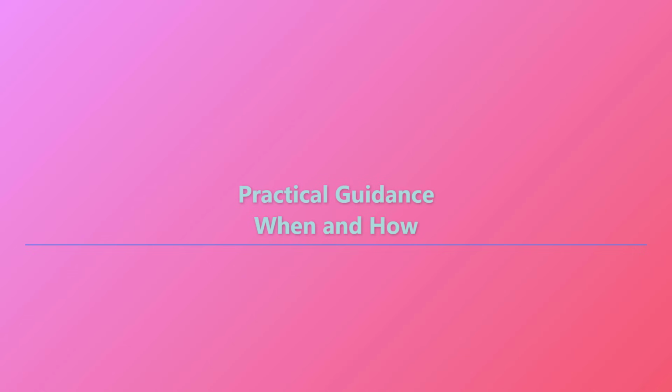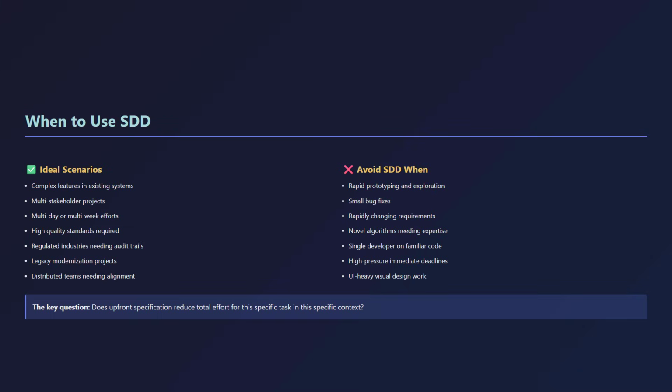Now let us get practical. When should you actually use SDD and how should you adopt it? Here is your decision framework for when to use SDD. Use SDD for complex features in existing systems where architectural constraints matter. For multi-stakeholder projects where product, engineering, design, and legal all need alignment.